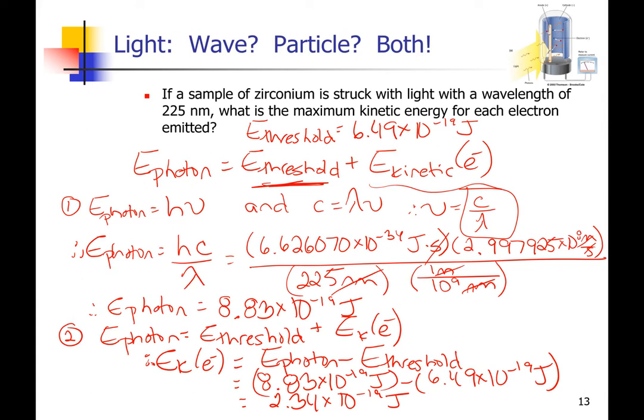I'm happy with it, and I hope that this example has shown you a better understanding of how the different pieces fit together in the photoelectric effect experiment.